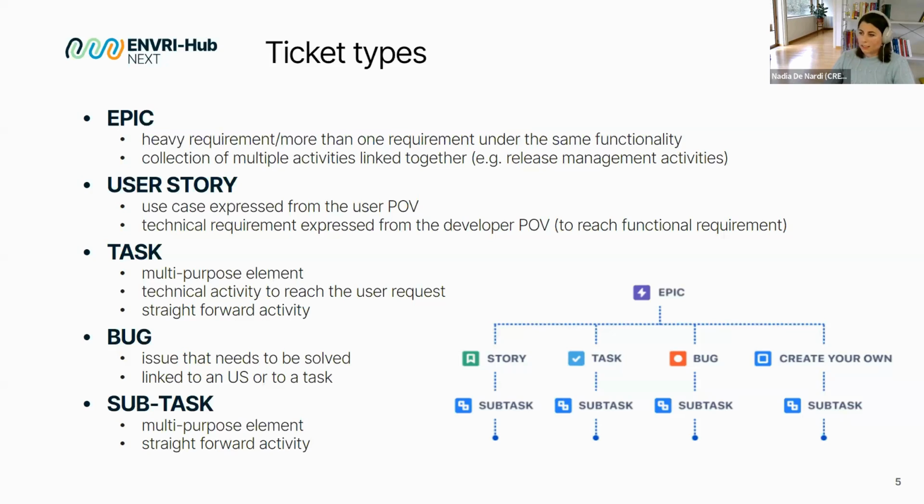Then we have the task. The task is a more straightforward activity. For example, I need to configure something. I already know what needs to be done. I open a task. Also in this case, we had to configure something in the project, so we create a task. We have also another task, for example, the creation of the task force for ACV and something like that. Okay, small activities that can be delivered fast.